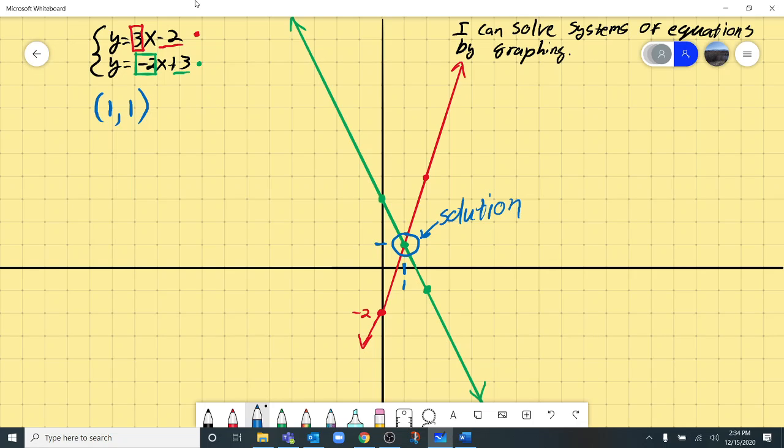That's all we're doing when we're solving a system of equations by graphing. We draw the graph of each line and see where they cross. Wherever they cross, that point is the solution to the system.